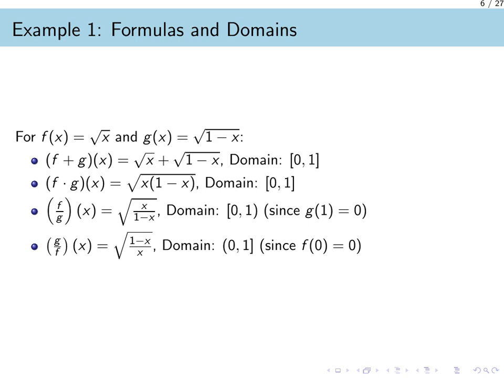However, for division, we must add an extra step. To find the domain of the fraction f over g, we start with that same interval, but must also exclude any x value that makes the denominator, g of x, equal to 0. Since g of 1 is 0, we must exclude the point 1, resulting in a domain from 0 up to but not including 1. Similarly, for g over f, we must exclude 0. Remember that when you divide functions, you must find the intersection of the domains, and then remove any values that make the denominator 0.